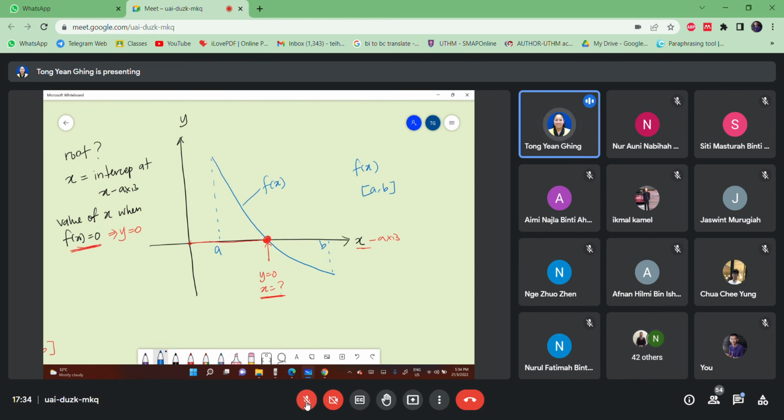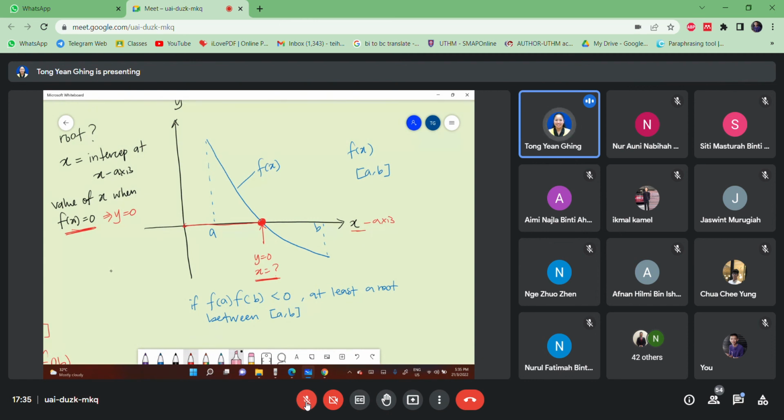And this intermediate value theorem said if f(a) times f(b) is less than 0, that means there is at least a root in the interval a to b. Can you understand? Looking here, let's look at this value.